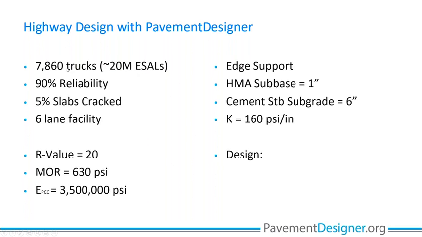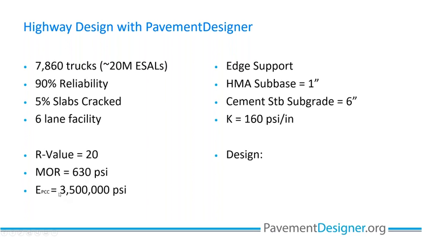There was also an R value, which is a way of characterizing your subgrade support, a modulus of rupture of 630 psi, and an elastic modulus of concrete at 3.5 million psi. It was assumed that there was edge support and that there was an asphalt subbase of 1 inch, a cement stabilized subgrade of 6 inches, and a K value of 160 psi per inch.